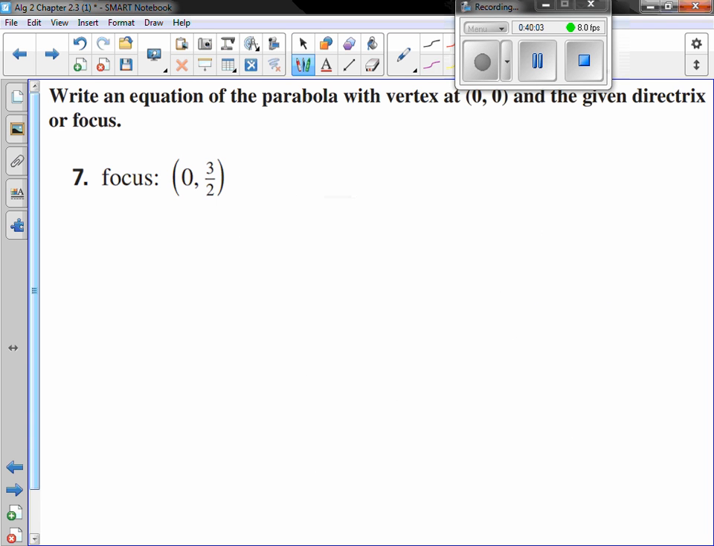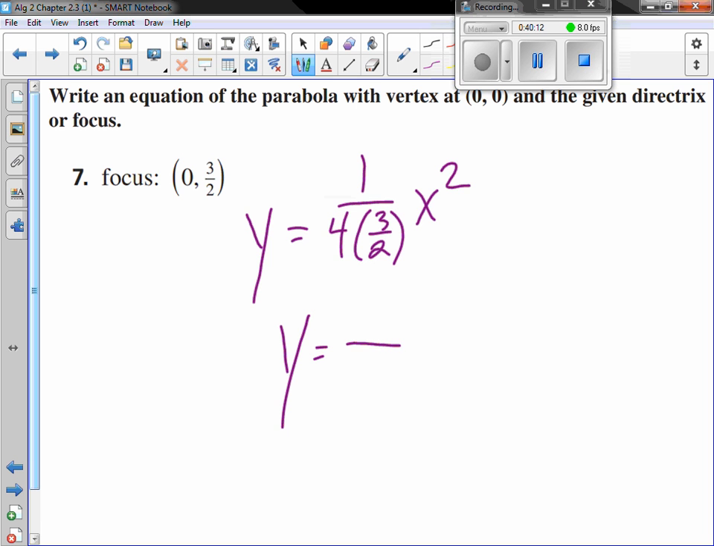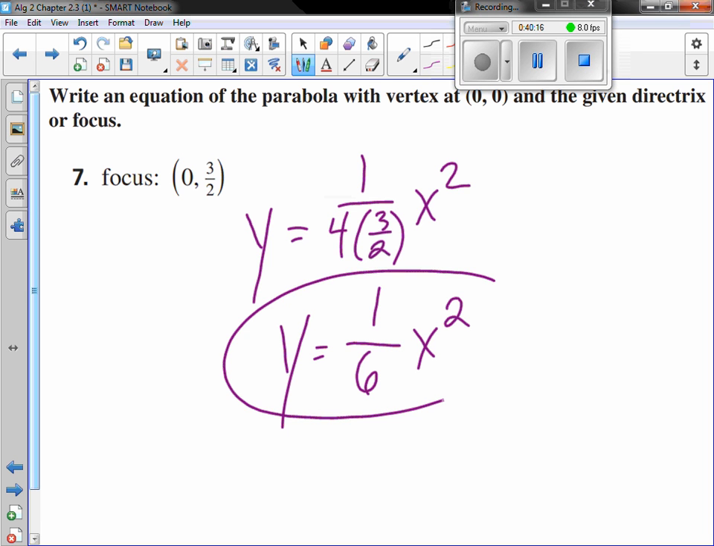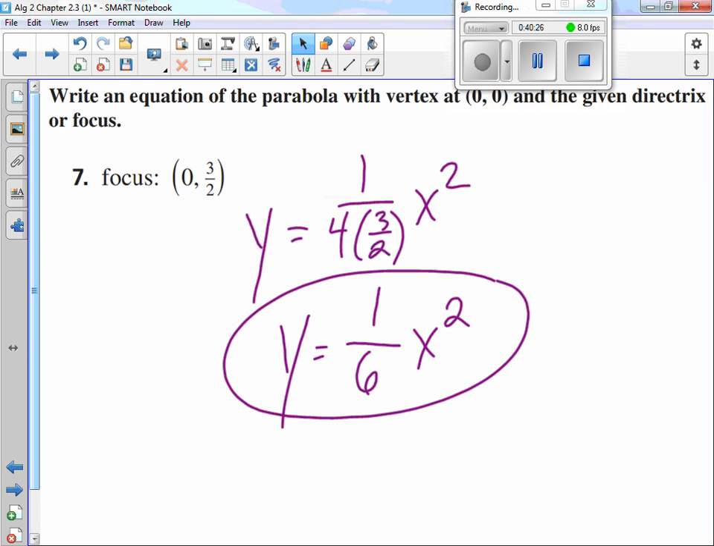So looking at this one here, if we plug it in, we get y equals 1 over 4 times 3/2 x squared. 2, 6, and that'd be our answer. I'm just rewriting that out so that you can see it. It works the same way with either equation. When we're finding the equation, we just have to find the value of p and then plug it in. And that's all we're doing.